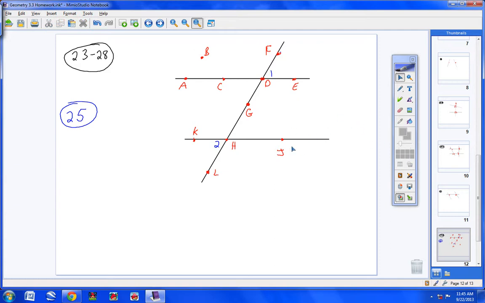Now, this, boy, it's nice to get one like this. This is pretty easy here. Here's our two blue lines that are being intersected right there.